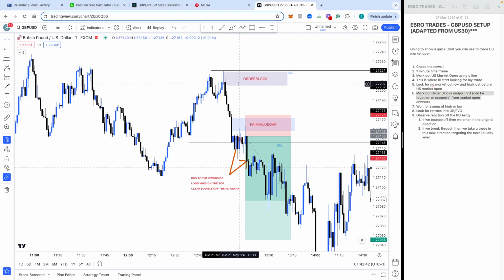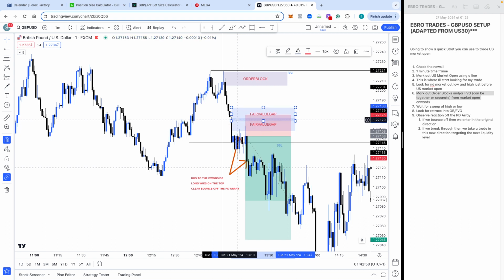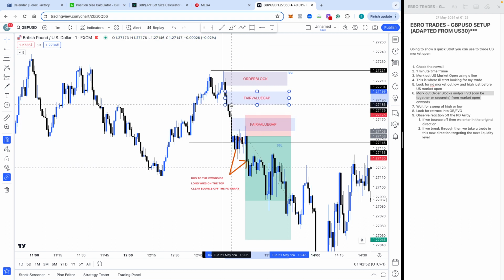You can see an order block over here quite clearly. We can see a fair value gap over here quite clearly. There is also a fair value gap over here that we could mark out. So there's a fair value gap as well. We then wait for price action to take out either the buy side or the sell side. We can see in this case, price action has swept our sell side liquidity.